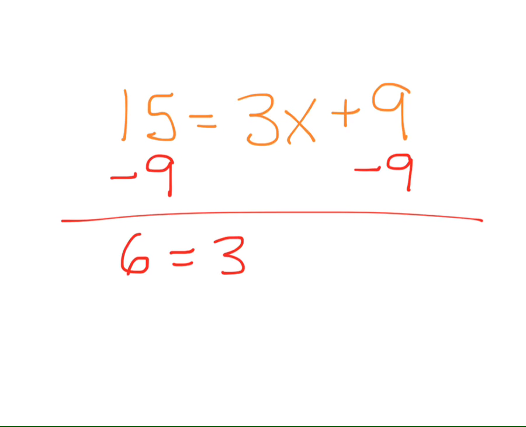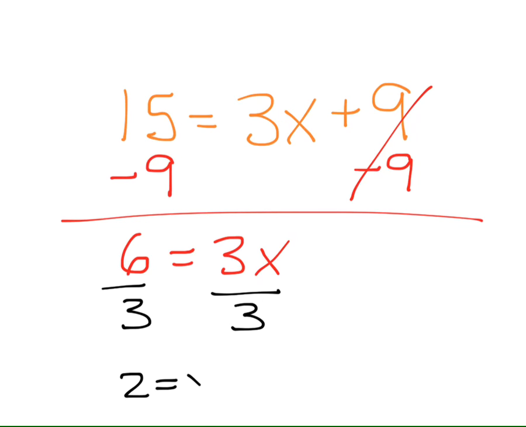6, I'm still left with 3x, and that's now gone away. And then, of course, to undo this multiplication by 3, I would divide both sides by 3, and I would get x equals 2. If I check my answer, I plug that back in. 3 times 2 is 6. 6 plus 9 is 15. Very good. Okay. So let's look at a case where it's a little bit different.